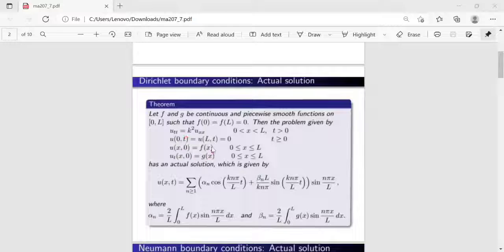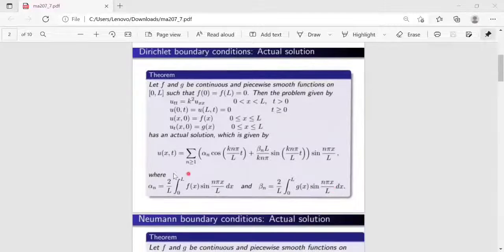Boundary conditions are given here. u at t equal to 0 gives f of x, with the derivative of u with respect to t at t equal to 0 giving g of x. We get the solution like this: alpha n into cos term plus beta n into sine term, the whole multiplied by the sine term. We can find alpha and beta by using this formula, that is, the Fourier series of f of x and g of x.